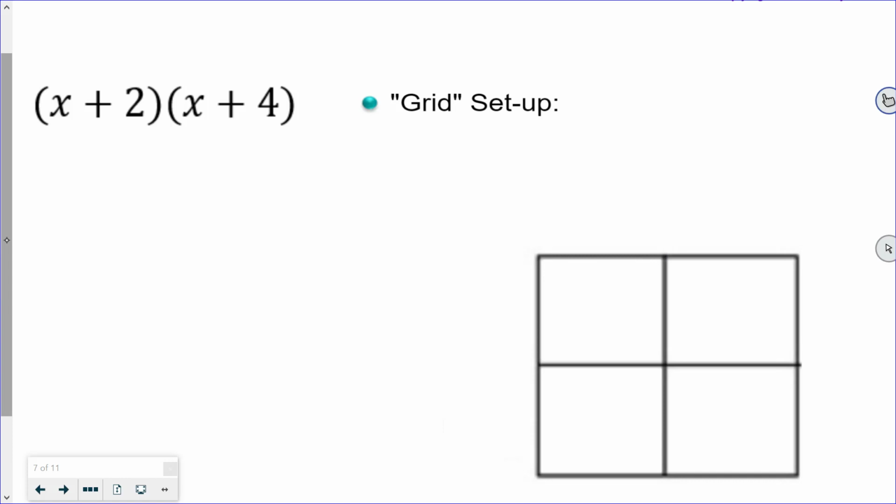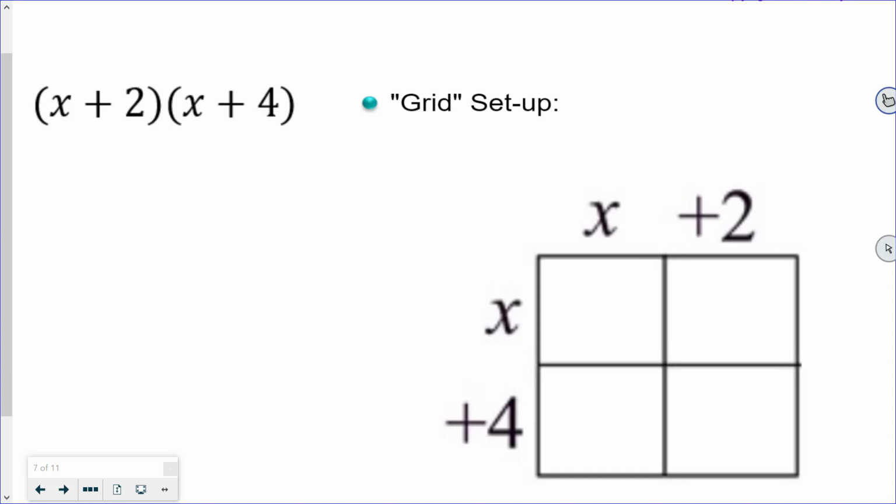We're going to take the first two terms, positive x and positive 2, and we'll line them up along one side of the grid. Then the other two terms, positive x, positive 4, we'll line them up on the other side of the grid. And we'll just multiply corresponding factors and get the product. We'll place that product in the box.